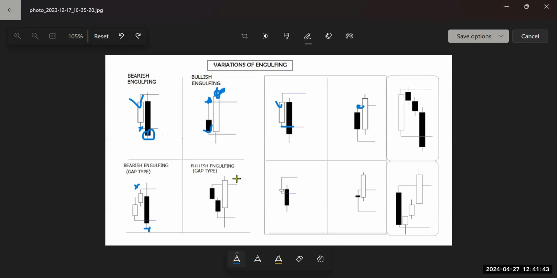Okay, so this is also another type, where these two candles are completely engulfed. So they are completely engulfed. The two candles completely engulfed.